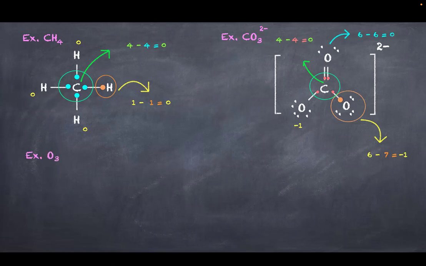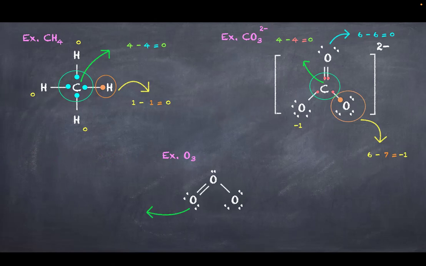Another example would be O3, or ozone. This is the Lewis structure of ozone. Now there are 3 types of oxygen. One of them has a double bond, one of them has a lone pair on it, and the other one has a single bond on it. So let's take a look at each one individually.